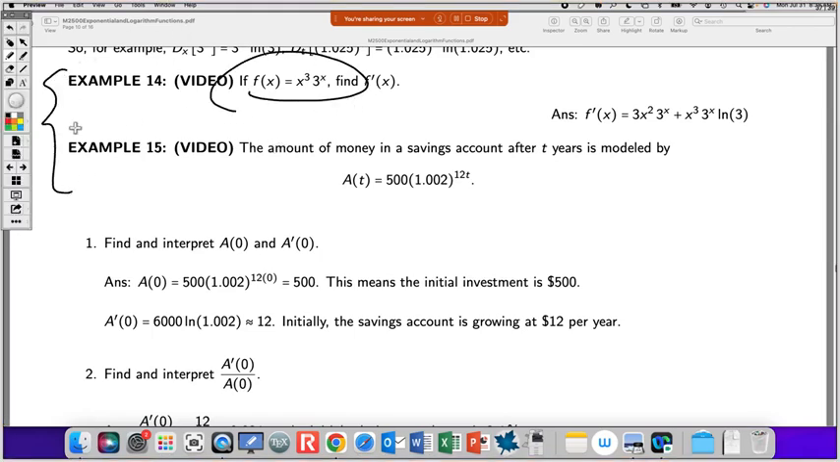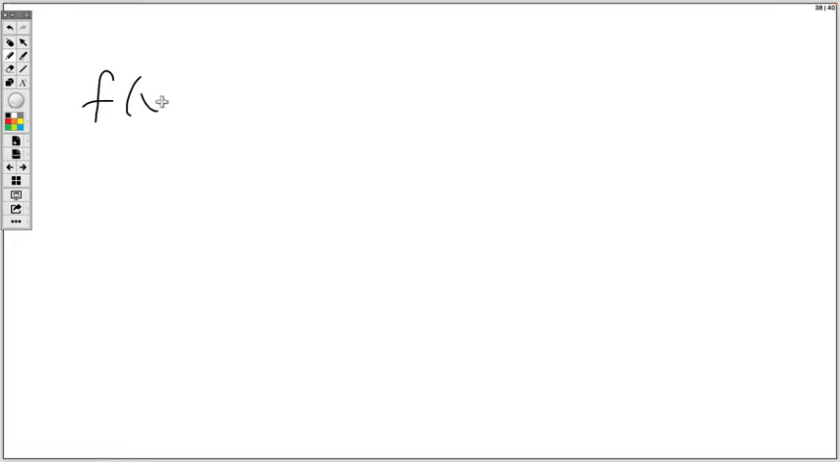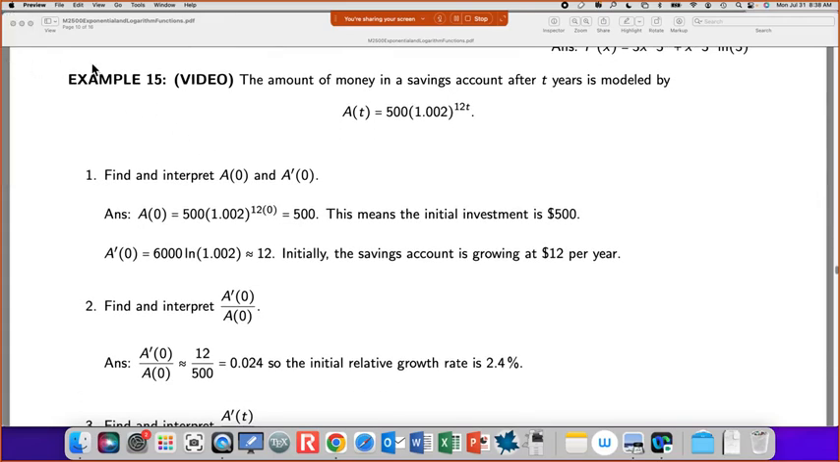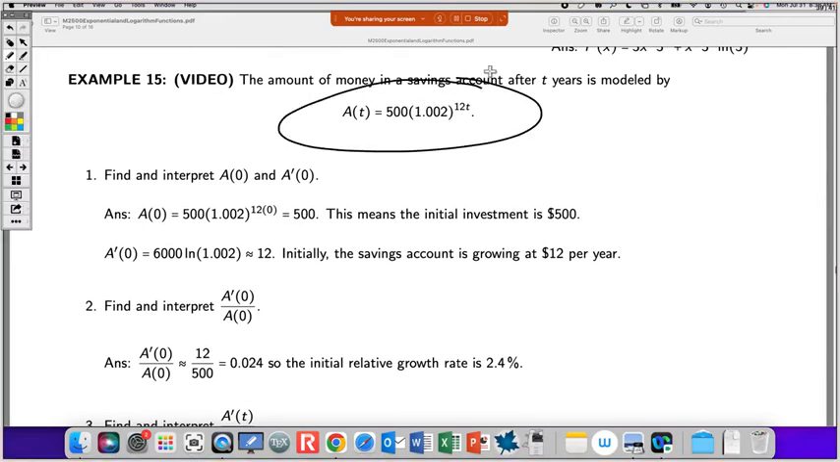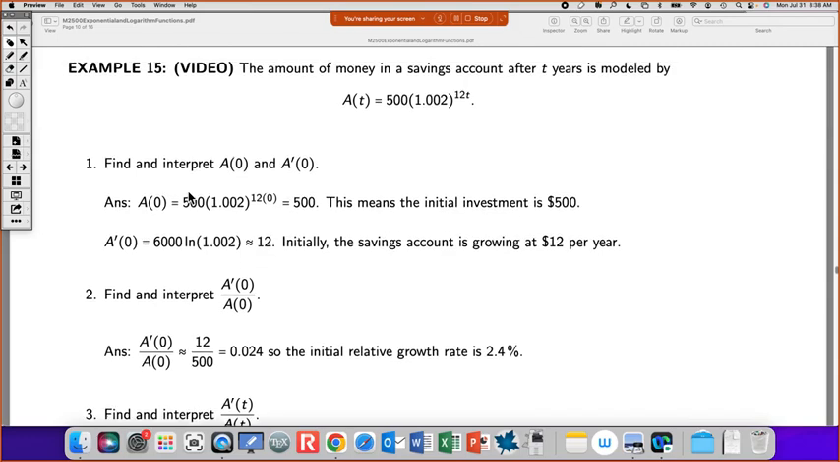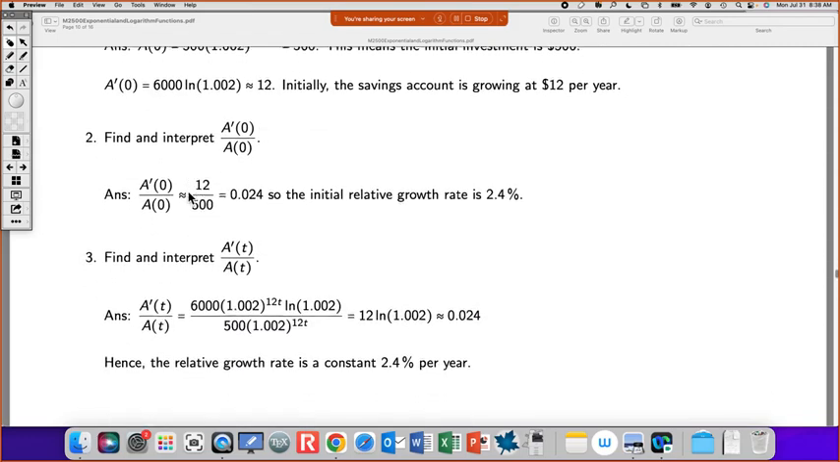Okay? And then there's a couple of videos, a couple examples to do. Finding a derivative here. I like this function because here the x and the 3 are switching places. You've got a power function times an exponential function. And this is a lot like the yeast example, except it's a compound interest problem. So yeah, it's good for you to go through and do those.